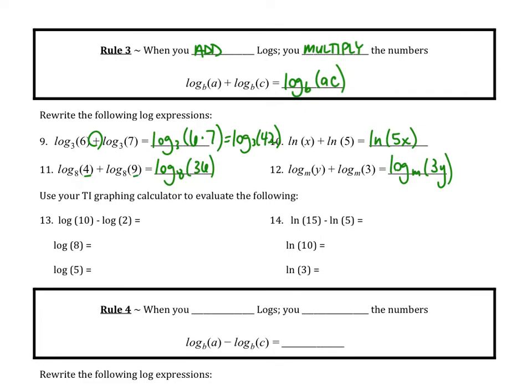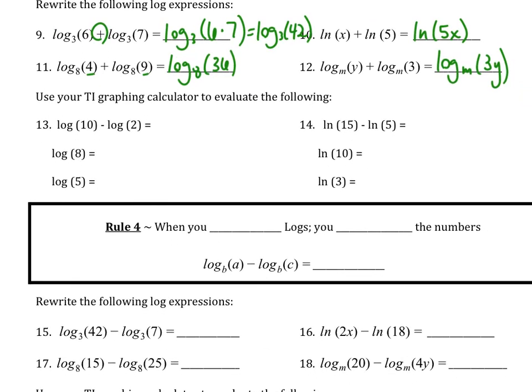Using your graphing calculator to evaluate the following. So what happens if I subtract two logs with the same base? When I do the first one, log 10 minus log 2, I get 0.699. If I actually subtract them, I get 0.903. Those aren't the same. And then I get 0.699. How can I go from 10 and 2 down to 5? Think about it. So let's continue this and be consistent. Let's highlight this.